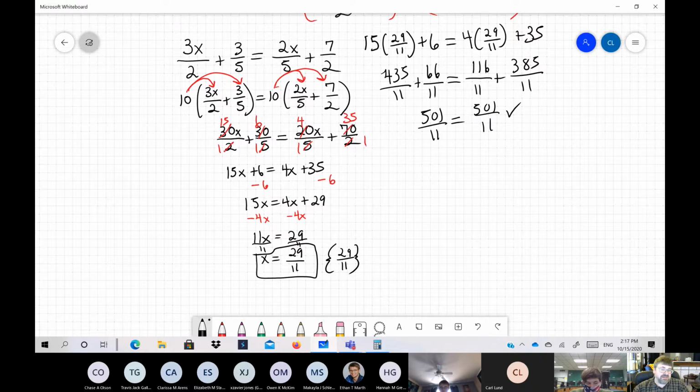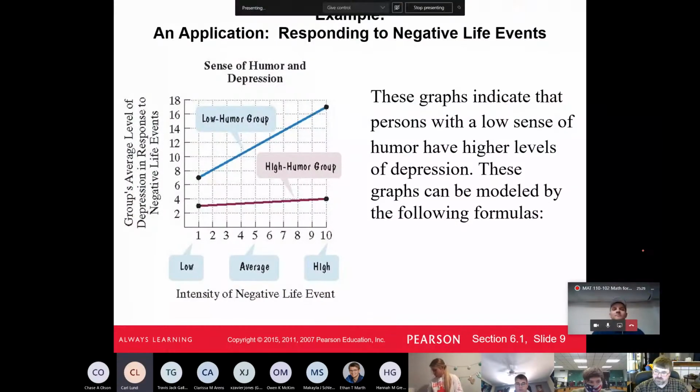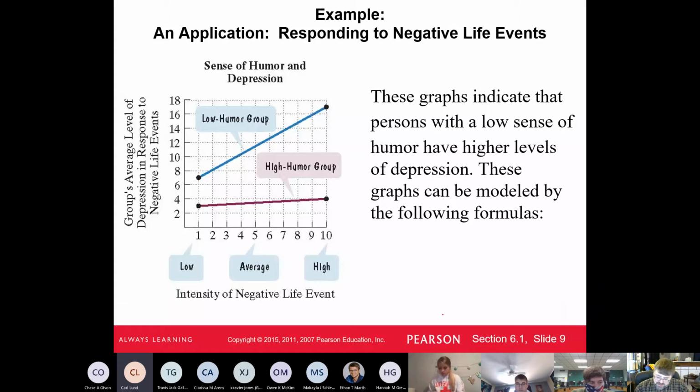All right, let's go back then to the PowerPoint, and we'll take a look at an application problem. And so what we see here is a graph that reflects a relationship between a person's sense of humor and their depression after they've experienced a negative life event.